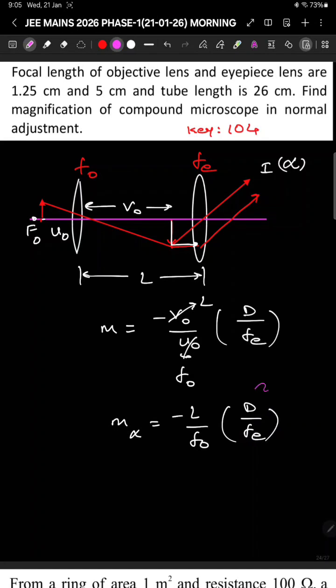We know the D value is always 25 centimeters. Fe, the focal length of the eyepiece, is given as 5 centimeters, the focal length of the objective is 1.25 centimeters, and the length of the microscope is given as 26 centimeters. Solve this to find the magnification of the compound microscope.